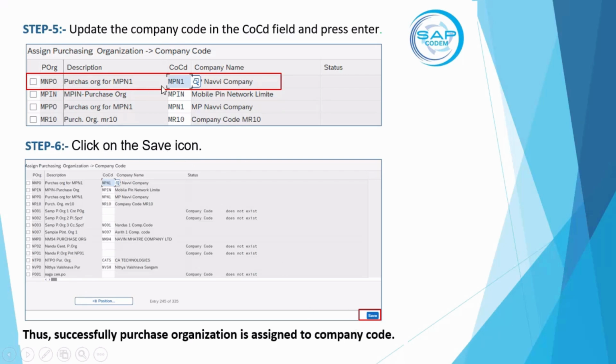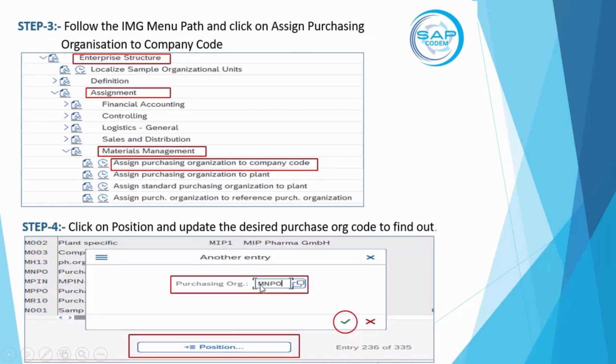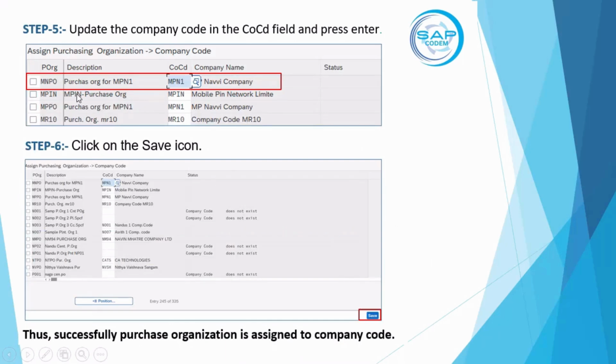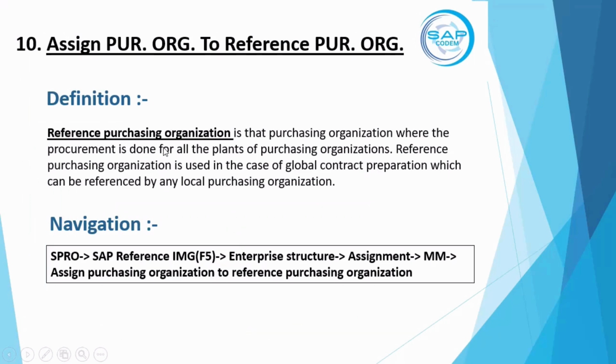You have to enter it manually. See here, you click position and enter here. After you enter your purchasing organization, your company code you need to enter manually. Then you have to save it. Then you will see it here. If you don't find it here, click position, and then search by purchasing organization. Put your purchasing organization here, then you will see it has already been mapped. Save it.